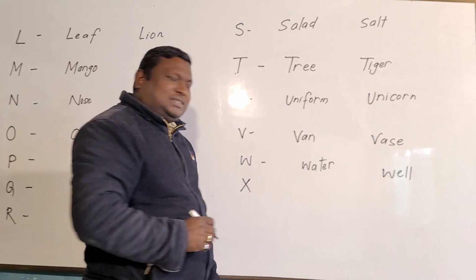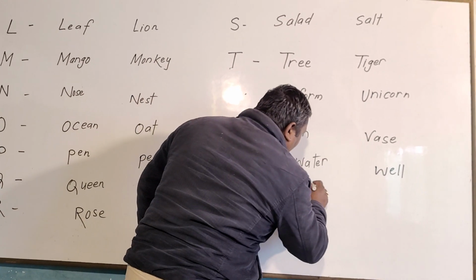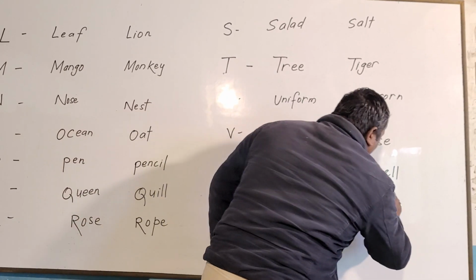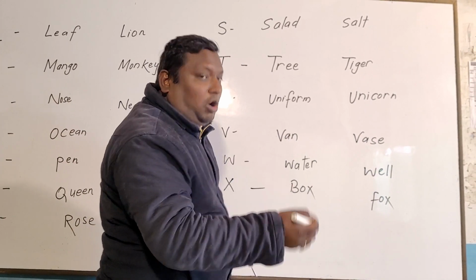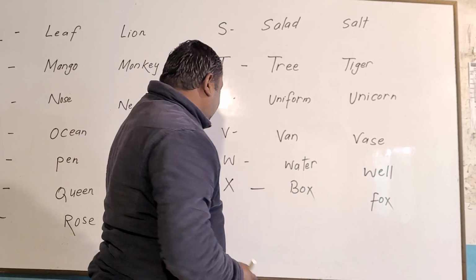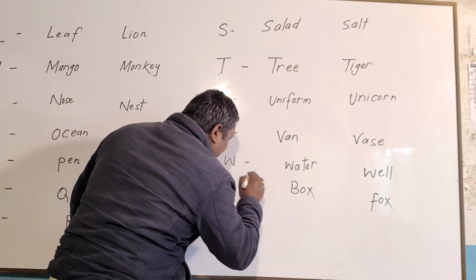Now, X. Where have you seen X? You have seen X in box. Yes. This is called box. Fox.